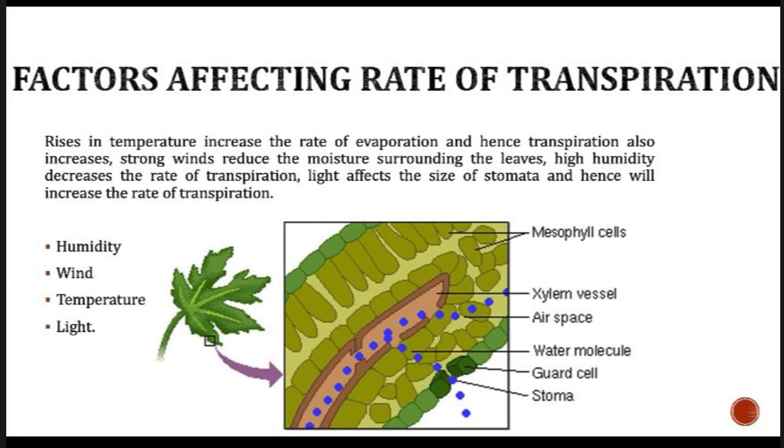So what are the factors affecting the rate of transpiration? Rises in temperature increase the rate of evaporation, hence transpiration also increases. Strong winds reduce the moisture surrounding the leaves. High humidity, which is water vapor in the air, decreases the rate of transpiration. Light affects the size of stomata opening, and hence will increase the rate of transpiration. So you have all of the factors listed here, and you can see how water is getting evaporated, moving out of the leaf.